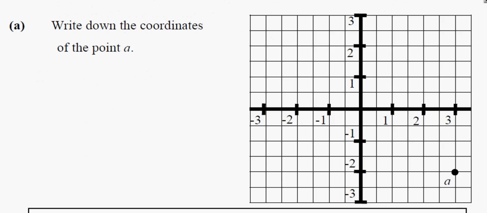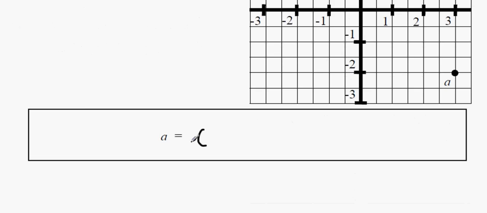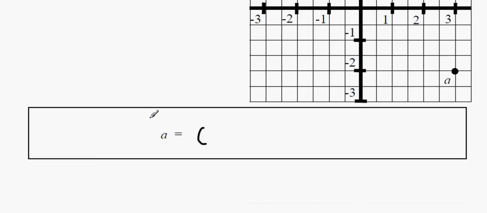Now, it wants us to write down the coordinates of the point A. Once again, coordinates means x and y. The x value is 3, and the y value is minus 2. Okay, and that's all there is to that one. So the answer for A is going to be (3, -2).